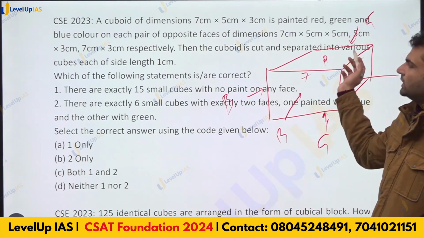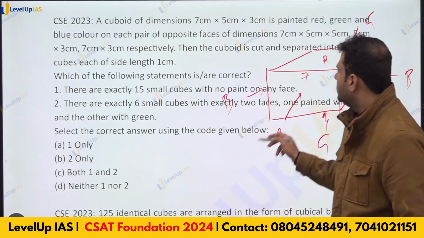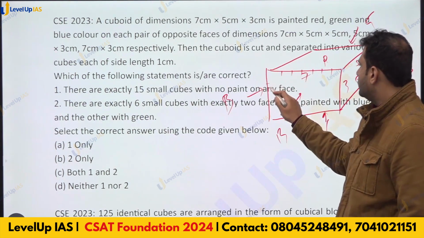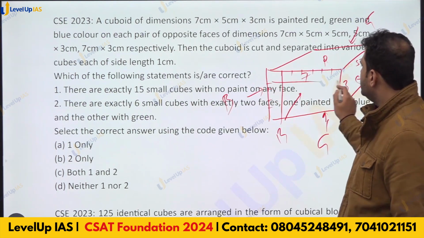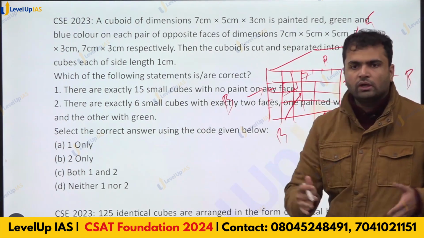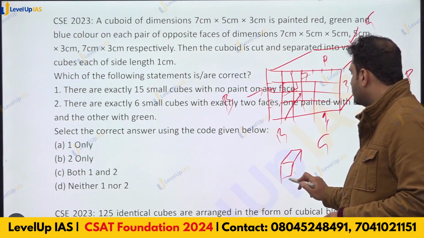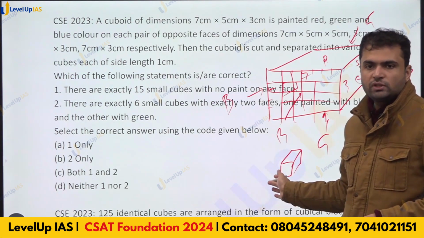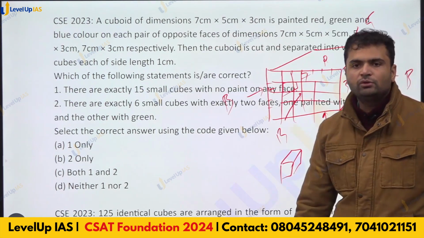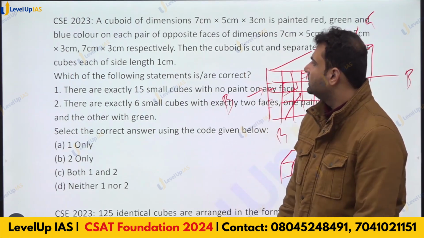Now they are saying the cuboid is cut and separated into cubes of 1 centimeter side. So the cuboid is being cut into cubes. Here we have 7 cuts, here we have more, and so on. Each of these cuts will cut this cuboid into smaller cubes of size 1 by 1 by 1. The volume of each smaller cube is 1 and the volume of the cuboid is 7 into 5 into 3, so 105. So there will be 105 such cubes generated. Now let us see the questions.